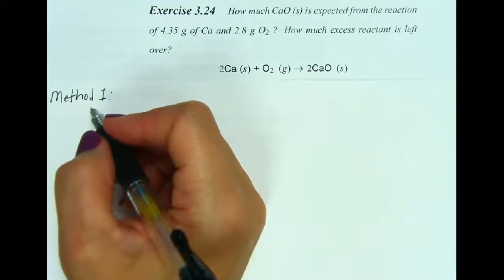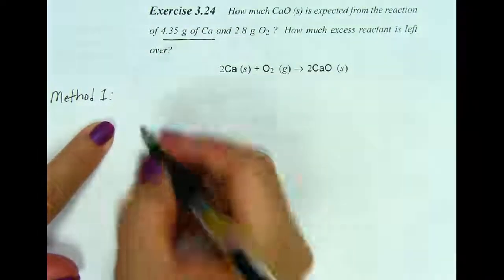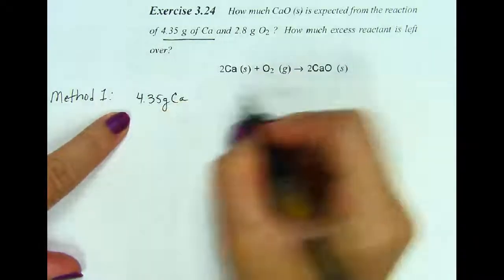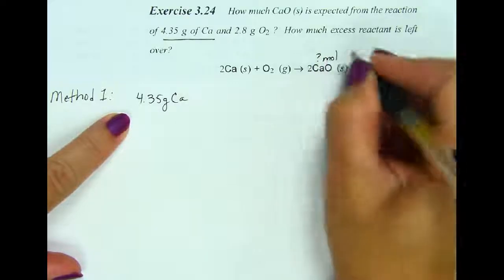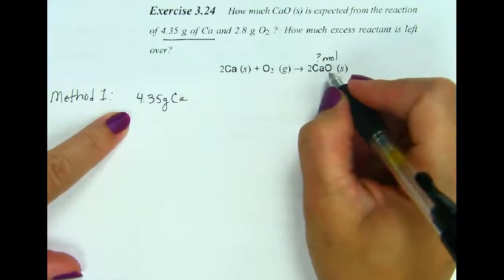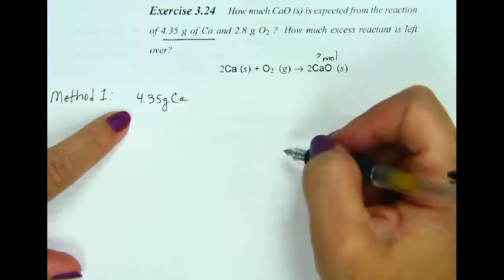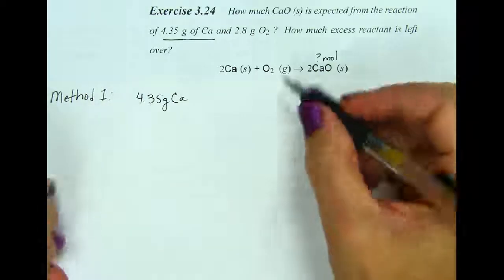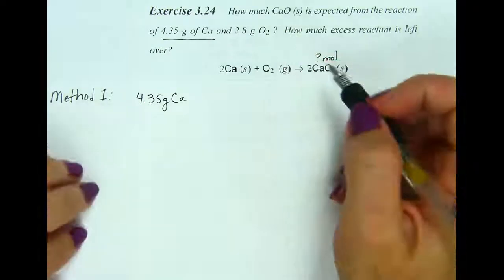The first method is the way you learned it in Chem 1, where I'm going to take the amount of calcium, first of all, 4.35 grams, and I'm going to stoich it to find out how many moles of calcium oxide am I going to make. I'm stopping at moles because I can compare the amount produced in moles and figure out more quickly which one is my limiter, even though they want to know how much. They just say how much, so I don't know if it's grams or moles, so we'll find moles first.